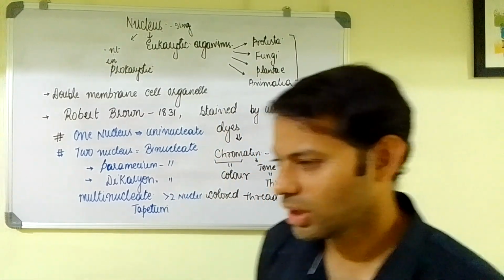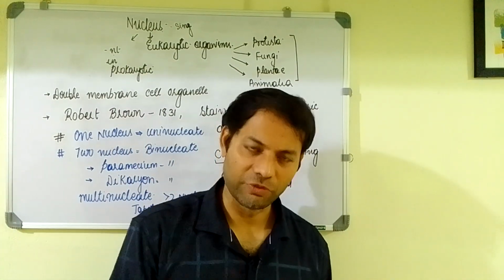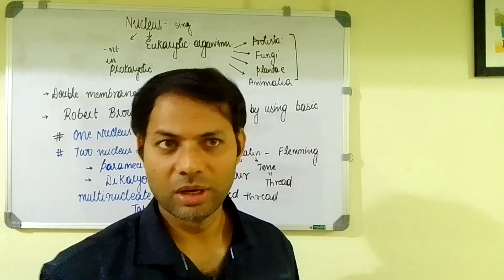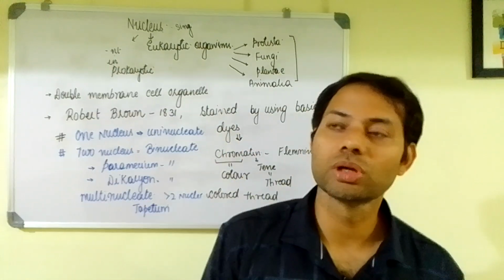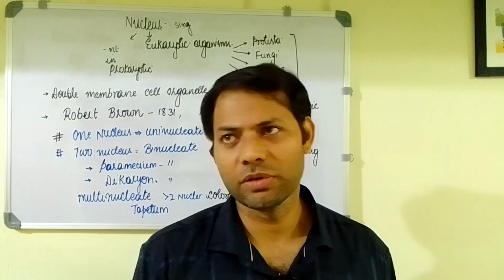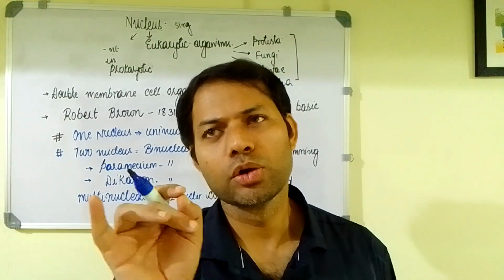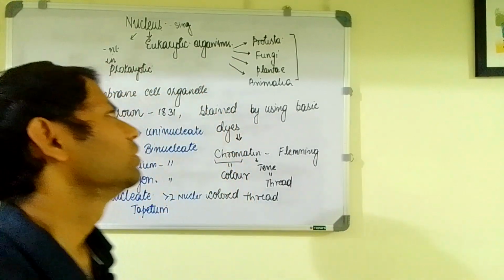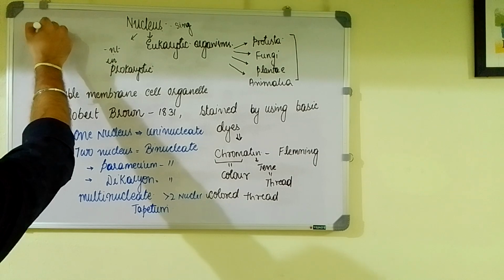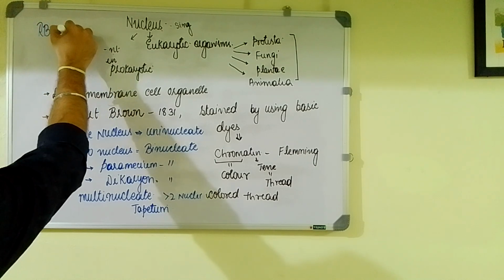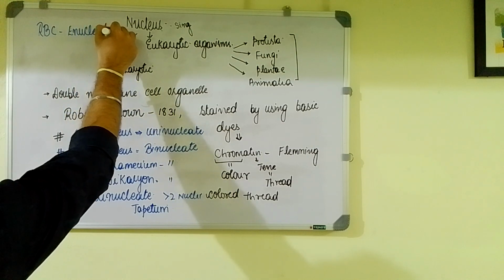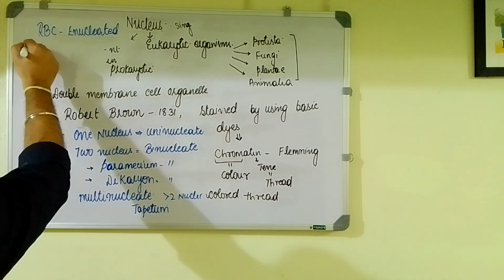Okay, so these are some conditions where 2 nuclei and more than 2 nuclei are present. Now, there are some cells which are living but do not have any nucleus. Nucleus is not present in them, but they are still living. The first example is RBC in the case of mammals, which is enucleated. Enucleated means it does not have a nucleus.